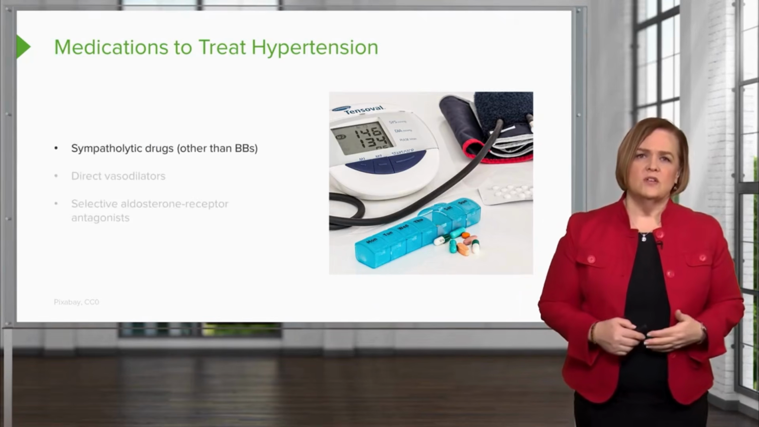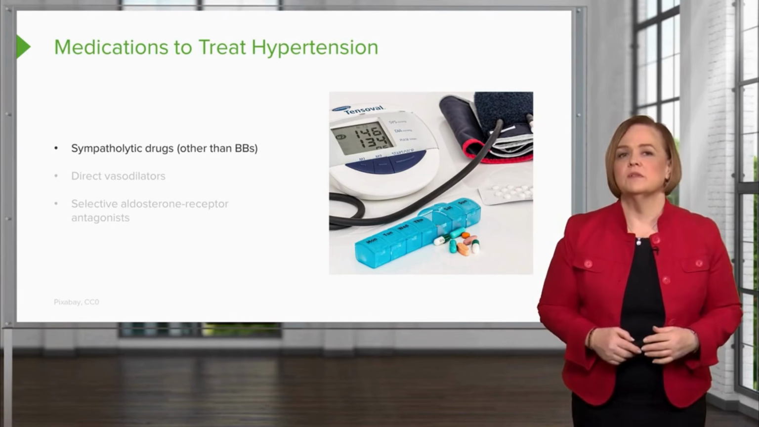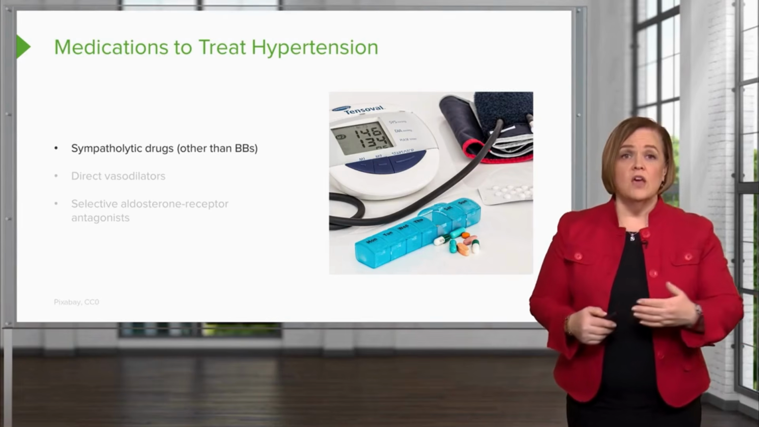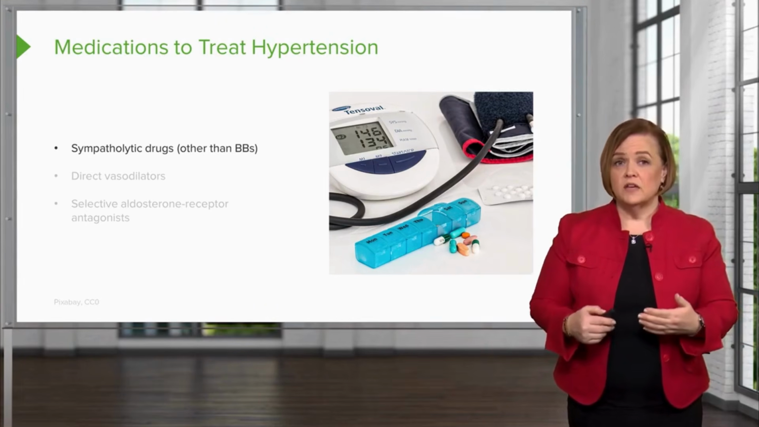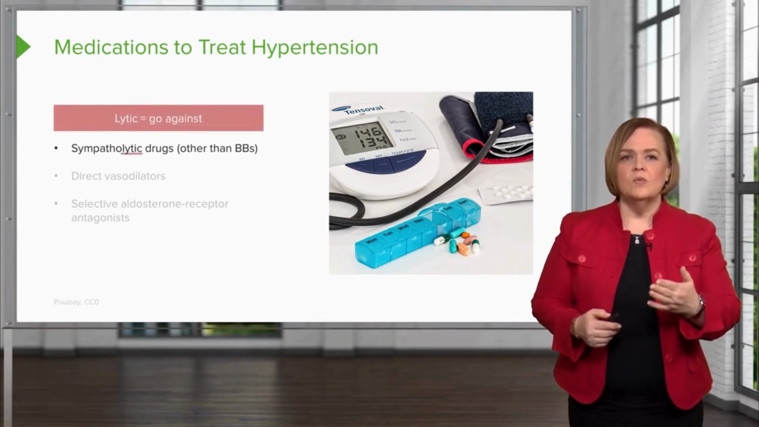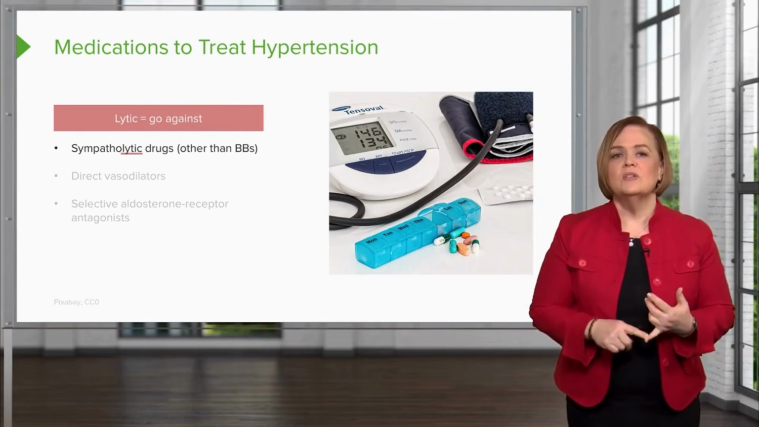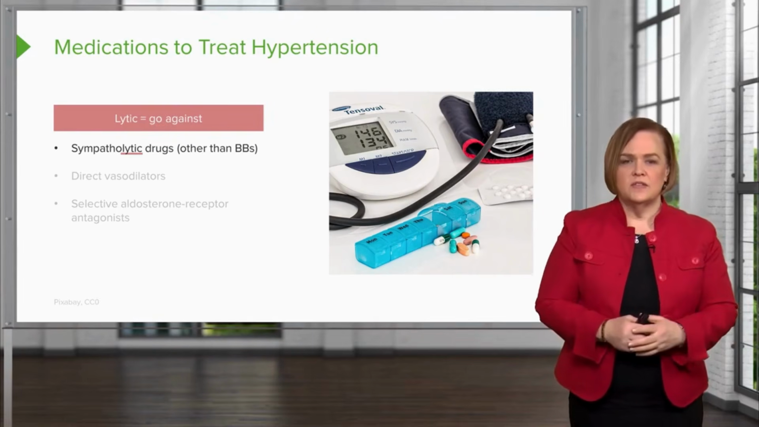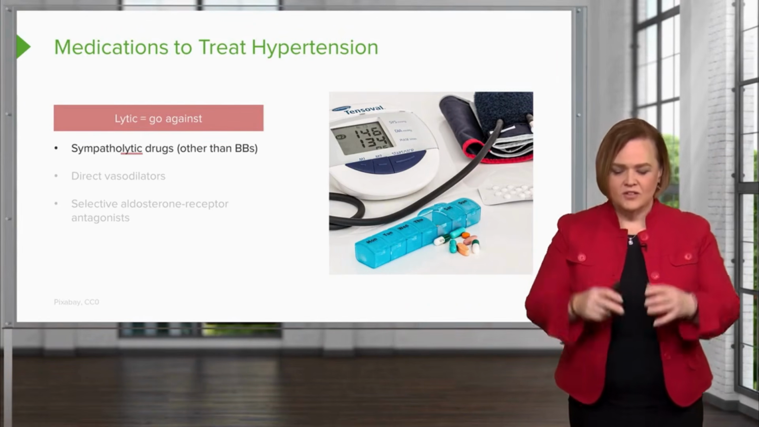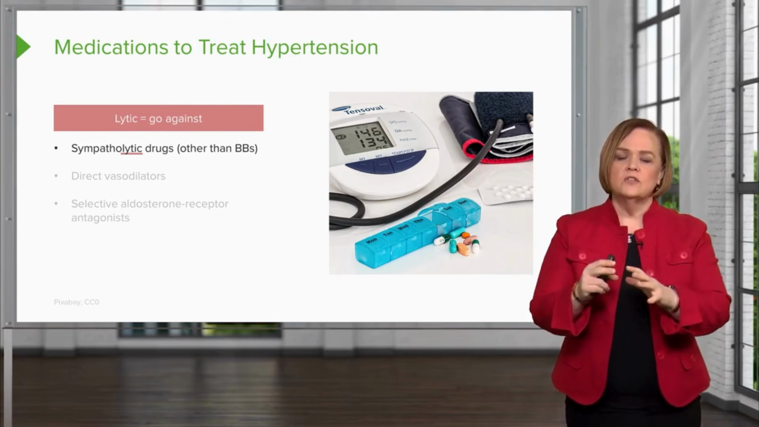Now, some other medications that we use to treat hypertension are sympatholytic drugs. We're talking about drugs other than beta blockers. In other videos, we've discussed sympathomimetic drugs. Those are things that imitate the sympathetic nervous system being stimulated. This is the opposite. So underline the letters L-Y-T-I-C. Lytic means to go against. So sympatholytic drugs will do the opposite of what the sympathetic nervous system does. So since the sympathetic nervous system causes potent vasoconstriction and your heart rate to go faster, sympatholytic drugs will do the opposite.